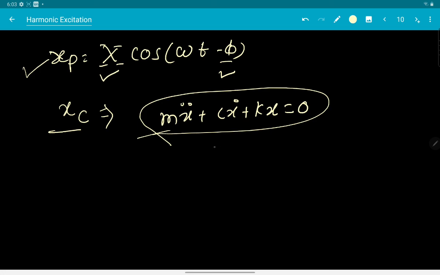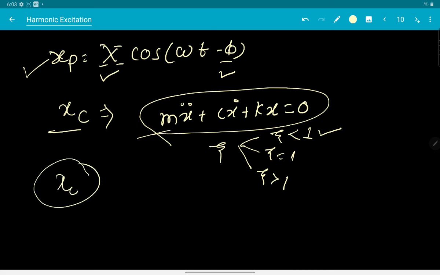Now you already know that depending on xi, the solution of this differential equation can be categorized in three ways. You have expressions for all three types of values of xi: xi smaller than 1, xi equal to 1, and xi greater than 1. Depending on which applies, you have to pick the appropriate expression of xc from the three options. The first option is xi smaller than 1, the second option is this, and the third option is this.